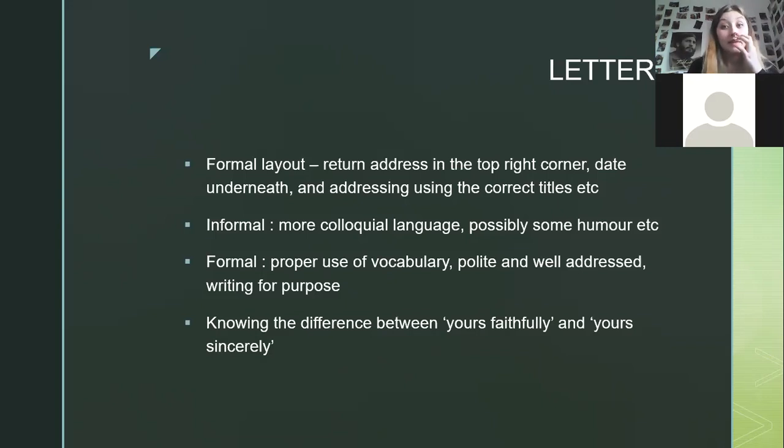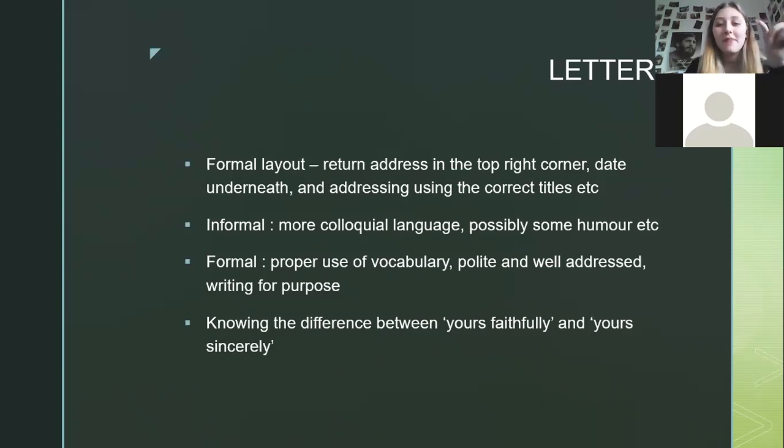And a big thing with this actually is knowing the difference between how to sign it, yours faithfully and then your name, or yours sincerely. And I was taught this in year 4 and I've never ever forgotten it. If you use sir or madam, use faithfully. It's such a stupid way I was taught it, but they just said to me, sir faithfully. And I was like, oh my God, sir faithfully.